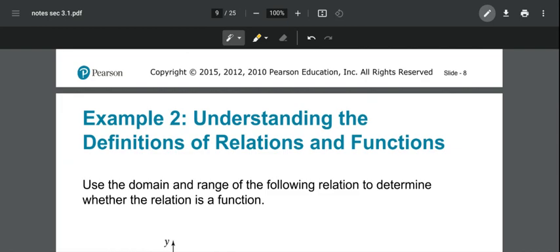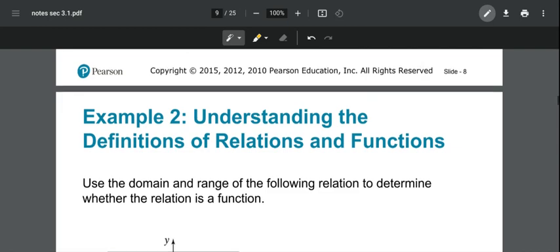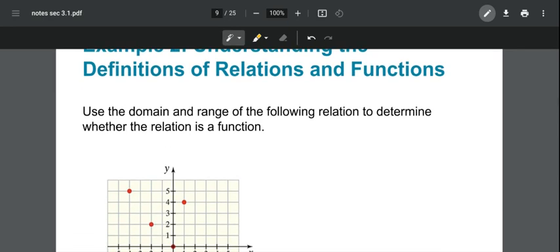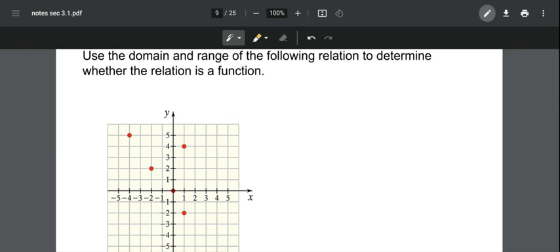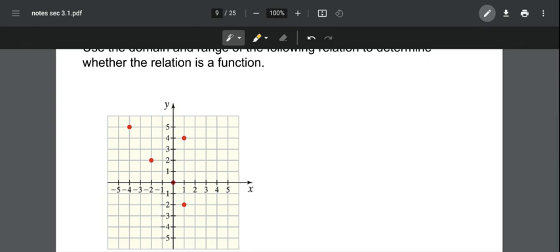Now we can move on to example 2. Understand the definition of relation and function. Use the domain and the range of the following relation to determine whether the relation is a function. Okay. So here what I'm going to do is rewrite this graph as a set of ordered pairs. So it will be easier to decide if this graph represents a function. So let's rewrite this relation as a set of ordered pairs.